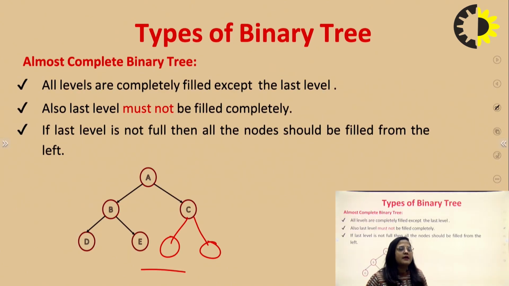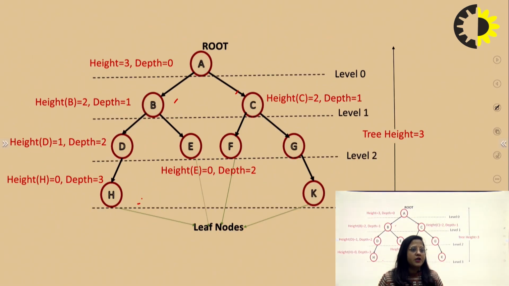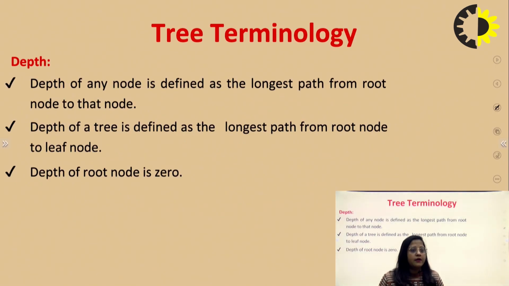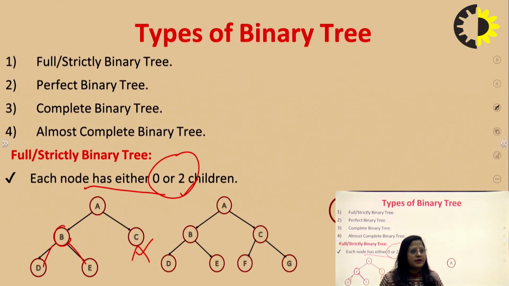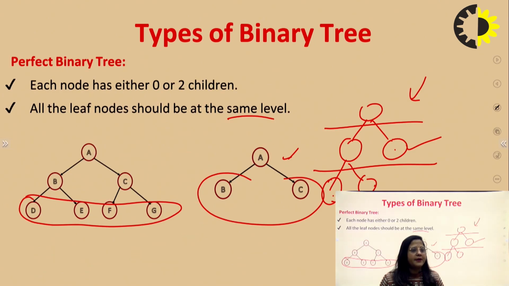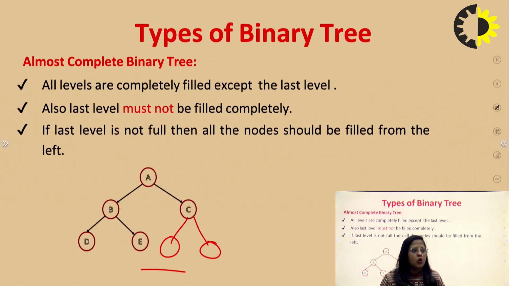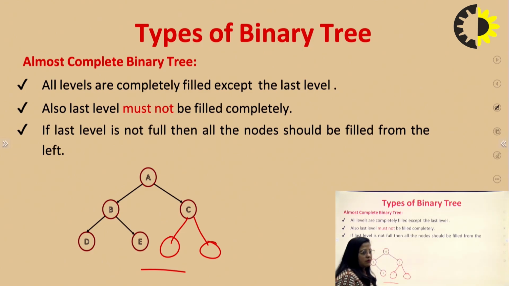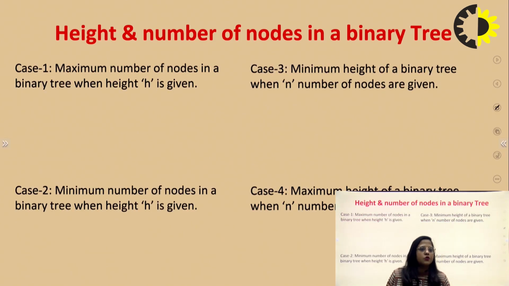So these are the different points I will discuss. First one is the binary tree. What is a binary tree? I tell you, and all the tree terminology I tell you. Next one is the types of binary tree, as I discussed: fully strictly binary tree, perfect binary tree, complete binary tree, and almost complete binary tree. Examples of the almost complete binary tree were also discussed in this way, and the height and number of nodes in a binary tree. So thank you.